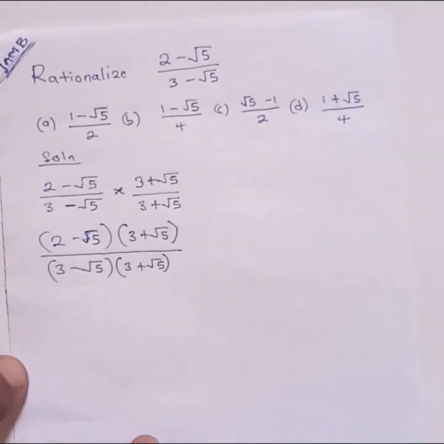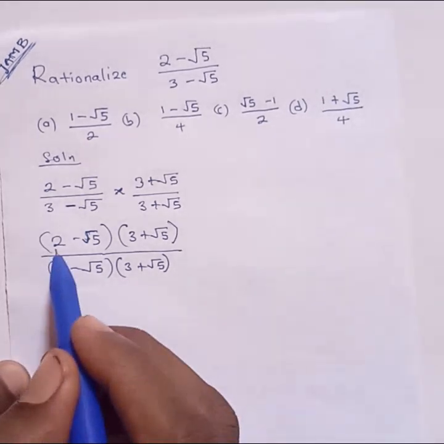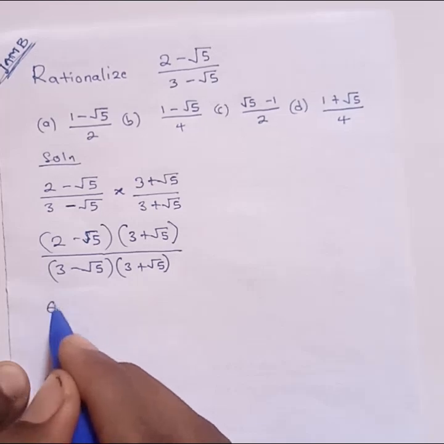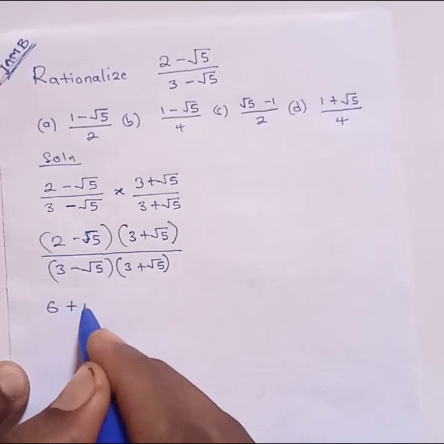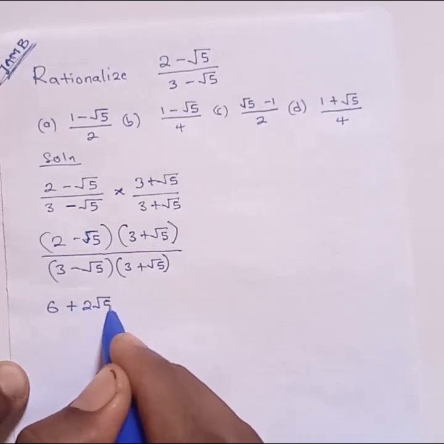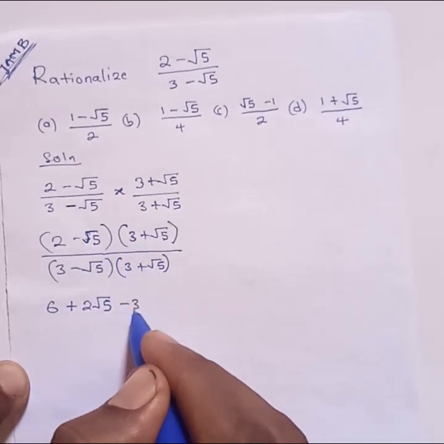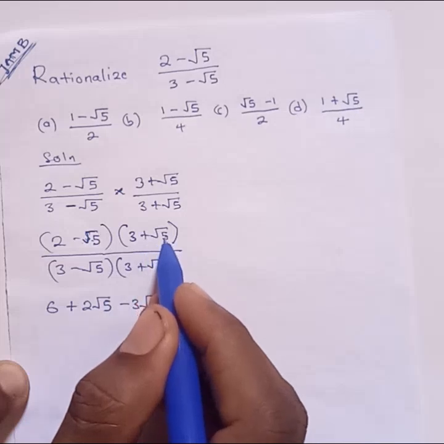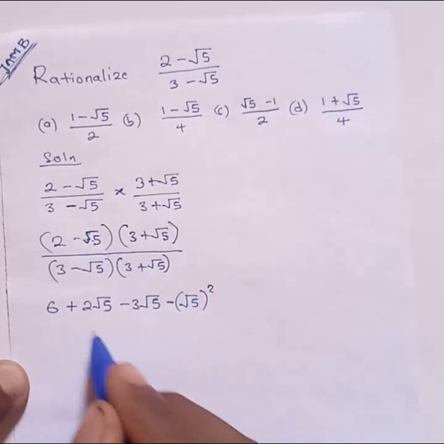So now let's quickly expand this bracket. Let's do it the traditional way. 2 times 3, we have 6, right? 2 times square root of 5, we have plus 2 square root of 5. Minus square root of 5 times 3, we have minus 3 square root of 5, right? And then minus square root of 5 times square root of 5. So we'll have minus square root of 5 square, right?